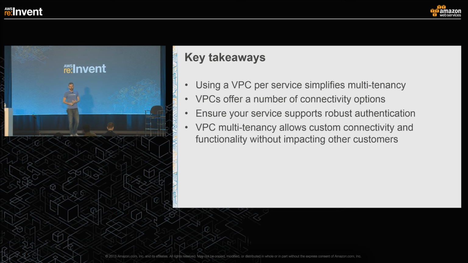Multi-tenancy does allow custom connectivity and functionality without impacting your other customers. You can also extend that to rolling out other versions earlier, but you've got that true network isolation. So it does mean that if you do something a little bit early, it's only going to impact that one customer where you've decided to roll it out, or who has requested access to beta functionality or that kind of thing.